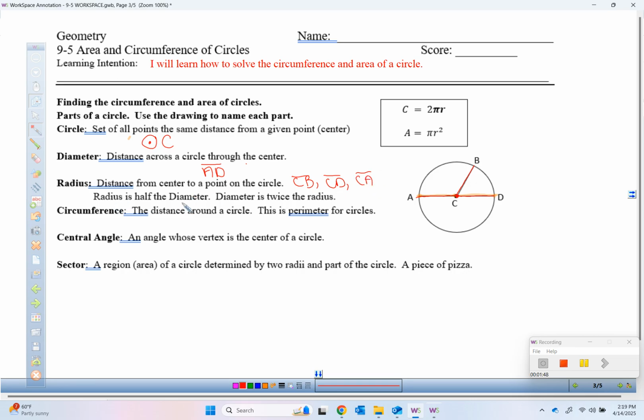Okay, so the radius is half the diameter, and another way to say it is the diameter is twice the radius. So if this is the diameter, the radius is half of it. So if the diameter was 10, the radius would be 5.